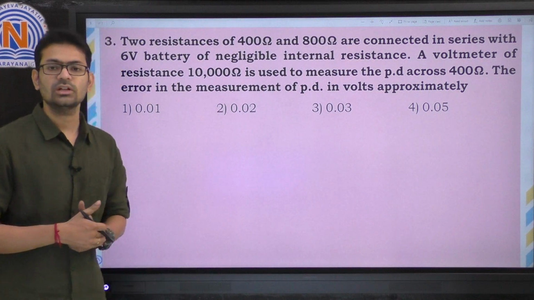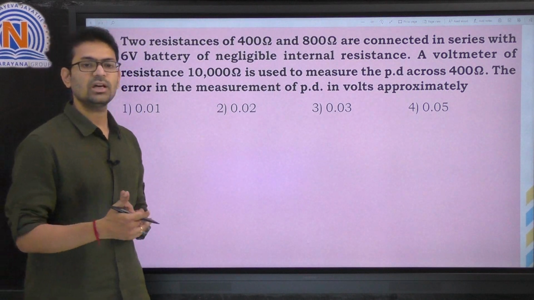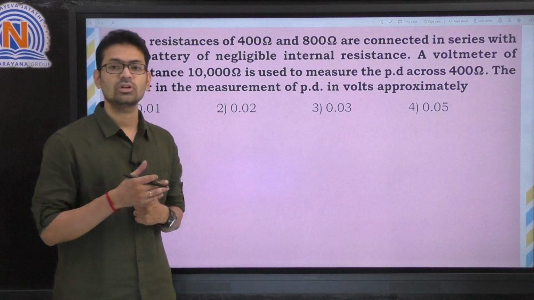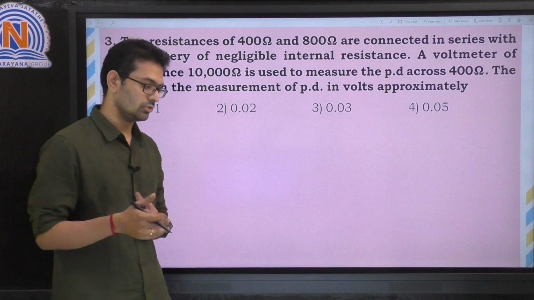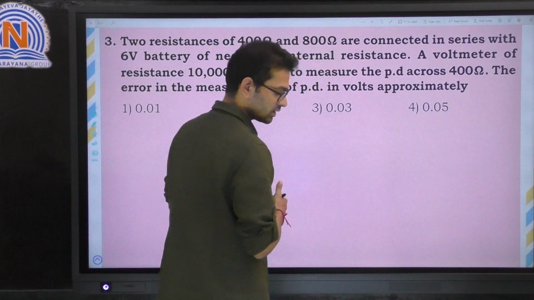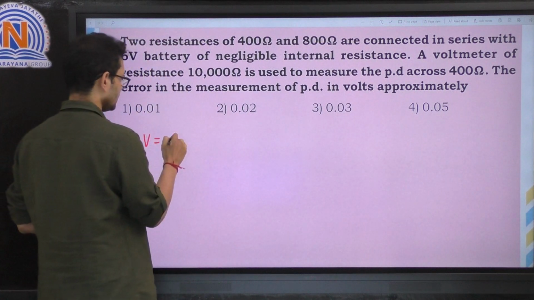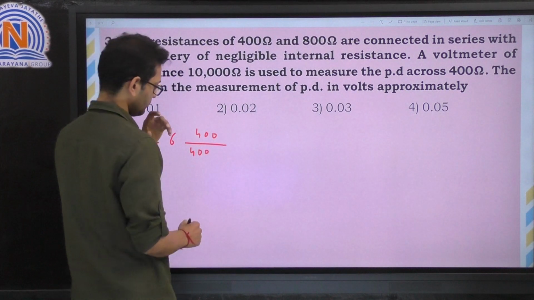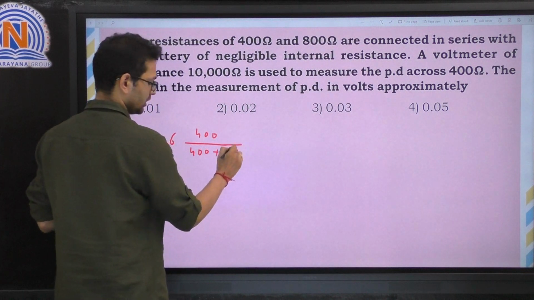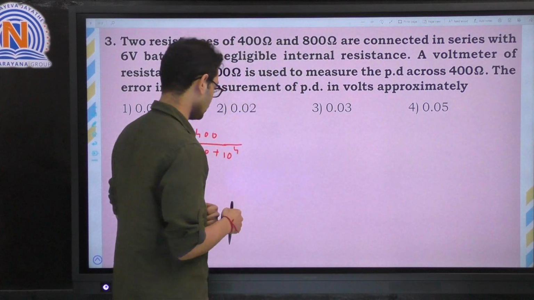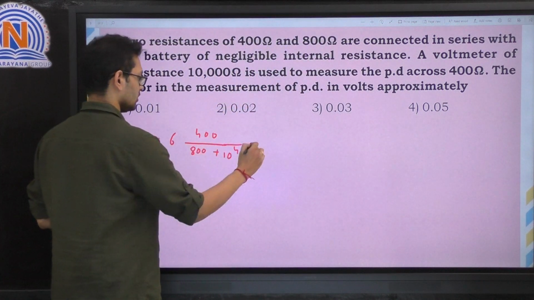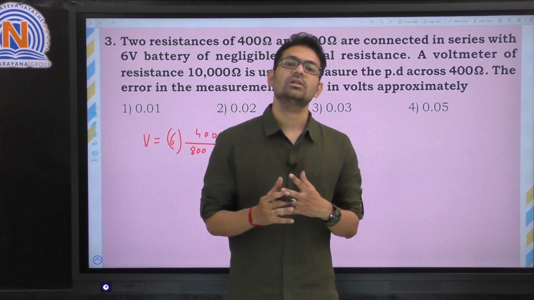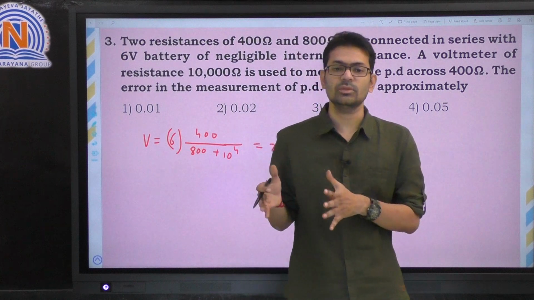We need the error in the measurement of the potential difference. Let us first find out the voltage without placing the voltmeter. V is going to be 6 into 400 by 400 plus 800, which gives 2 volts. So the voltage without the voltmeter is 2 volts.